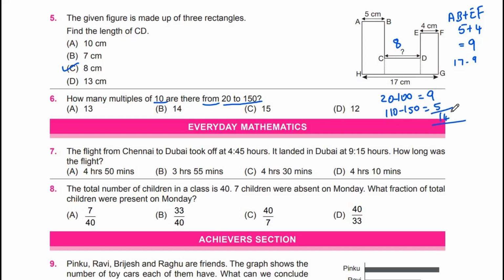If you are not able to do this way, you can directly write it in a rough paper or count it like 20, 30, 40, 50, 60, 70, 80 till 150. You will get the answer as 14. So pretty easy. 20 to 100 there are 9 tens. 110 to 150 there are 5 tens. So I directly added them and found the answer as 14. So the right answer for the 6th question is option B. Isn't it easy? I hope this method was easy for you to understand.